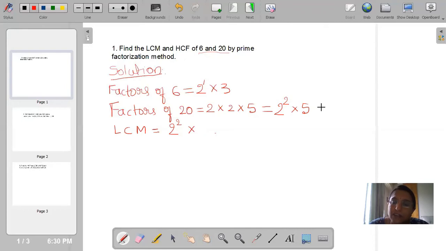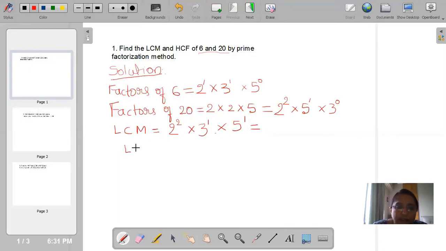Here 3 is not there, means 3 raised to 0 we can write. 3 raised to 0 is 1. You have to assume like that. So 3 raised to 1 is greater. You write 3 raised to 1. Next, 5 is there. Here 5 is not there. Here we can assume again 5 raised to 0. Which one is greater? 5 raised to 1 is greater. Into 5 raised to 1. This product gives LCM of 6 and 20.